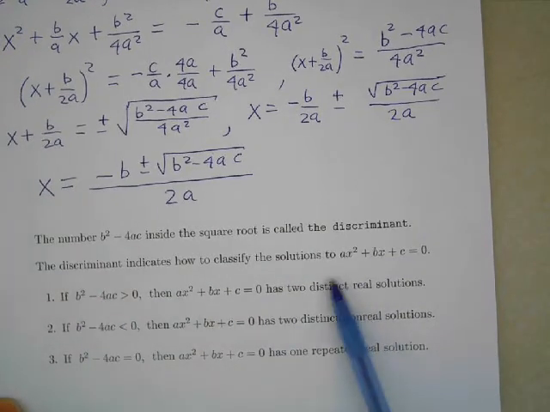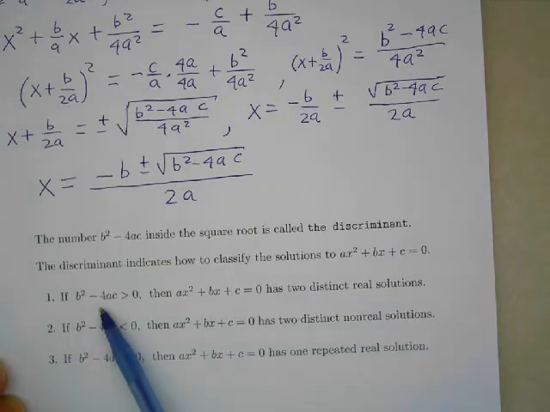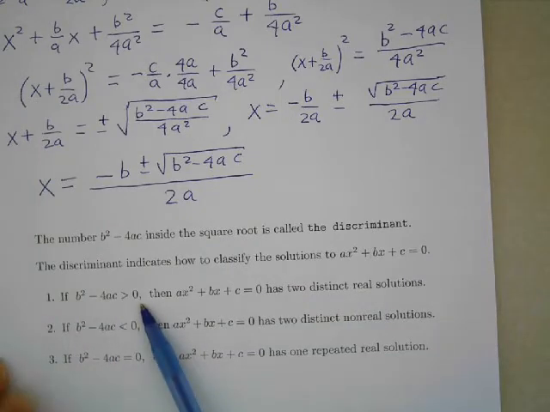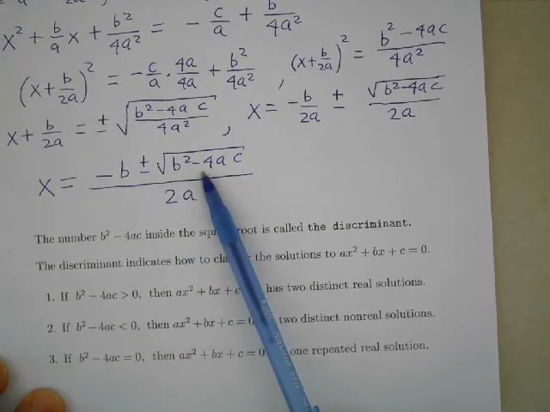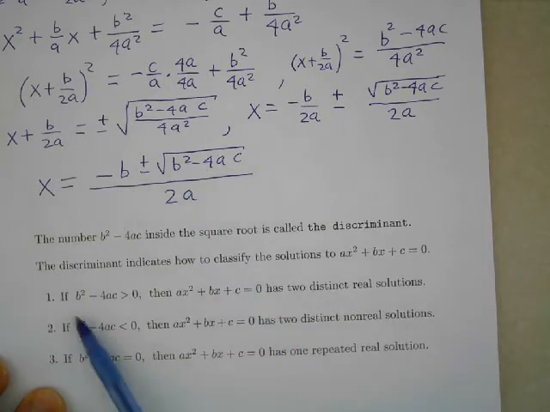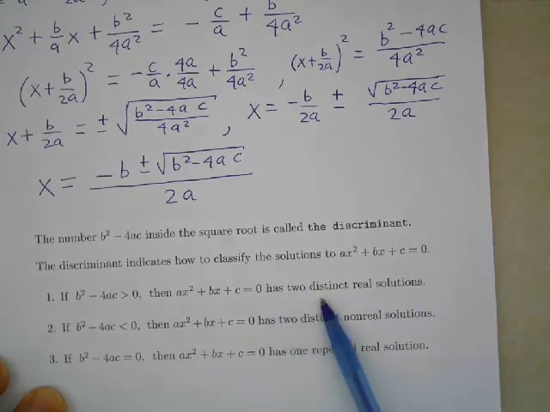Okay, so in this part 1, if the discriminant b to the second minus 4ac is greater than 0, that means it's positive. And we know that the square root of a positive number is a positive real number. So if the discriminant is greater than 0, then the quadratic equation ax squared plus bx plus c equals 0 has 2 distinct real solutions, meaning that the 2 real solutions are different from each other.